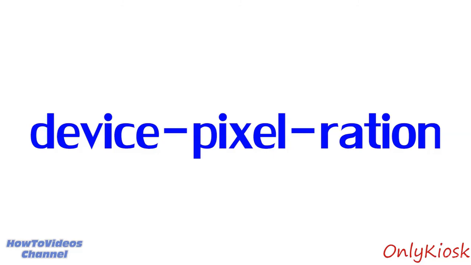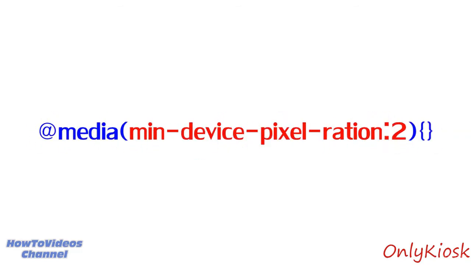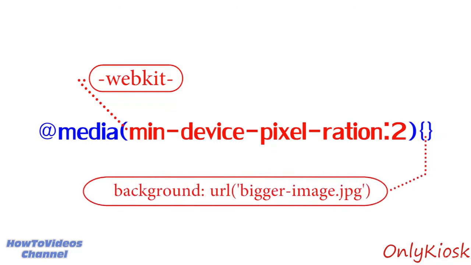In our media query, we can use min device pixel ratio equals to 2 as the condition. Because this is a relatively new concept, you should add the WebKit prefix. Inside the curly brackets, we load a bigger background image.